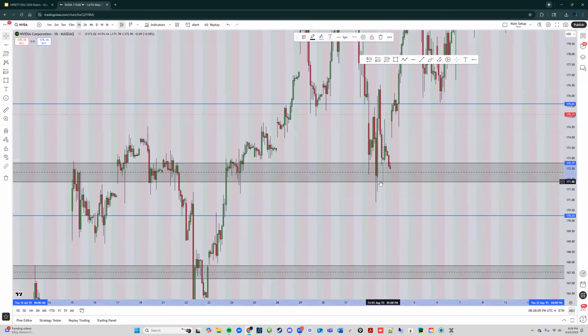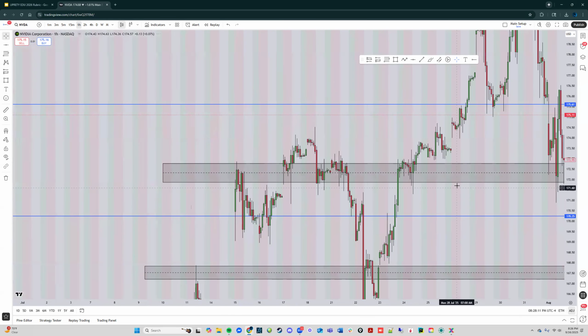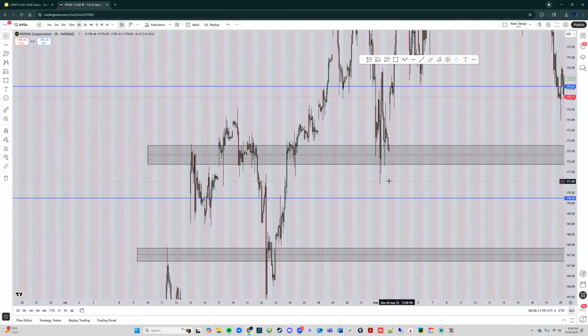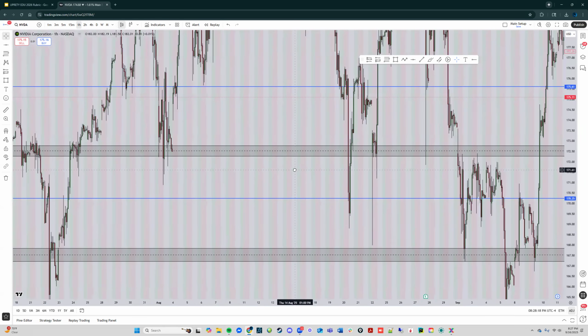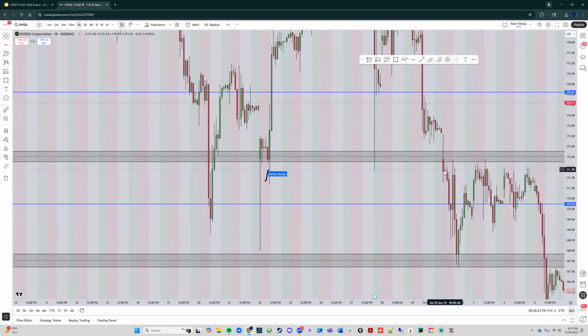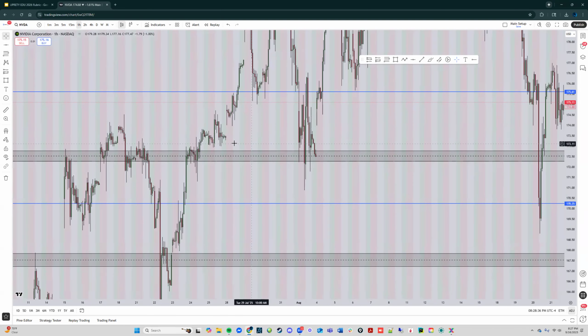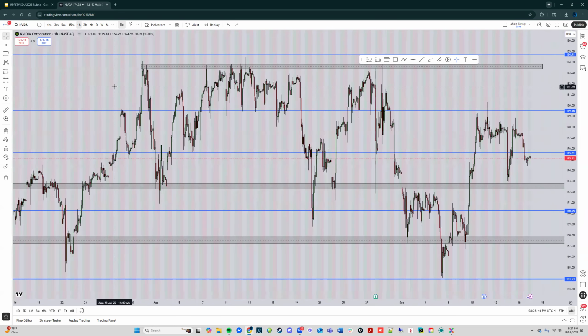Can I refine this one? I think I can. Oops, it's not letting me. I don't know why it's not letting me. Can we make this zone any tighter? Yes, we can. Once again, the reason I can make it tighter is these little wicks you guys see right here. I'm looking for a lot of wicks because I want to see, once again, buying and selling pressure coming in at those zones.